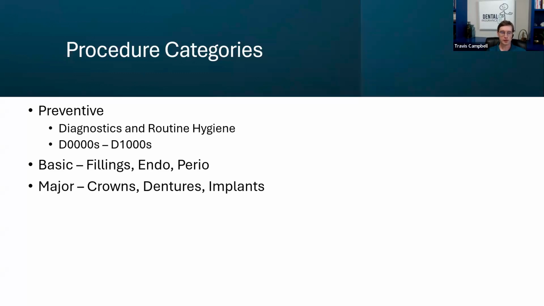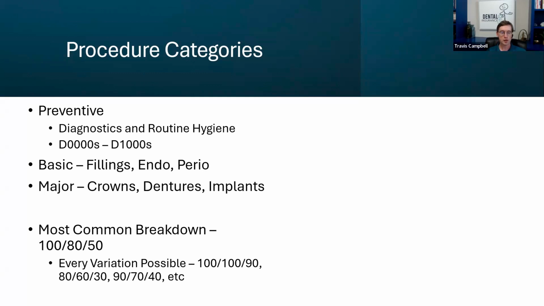Then you have your basics, your fillings, your endo, your perio. It's usually paid a majority by the insurance company, and the patient's out of pocket a little bit. And then you've got major, your crowns, your dentures, your implants. Now, that's the normal breakdown. The most common breakdown of these is preventive paid at 100%, basics paid at 80, and majors paid at 50.